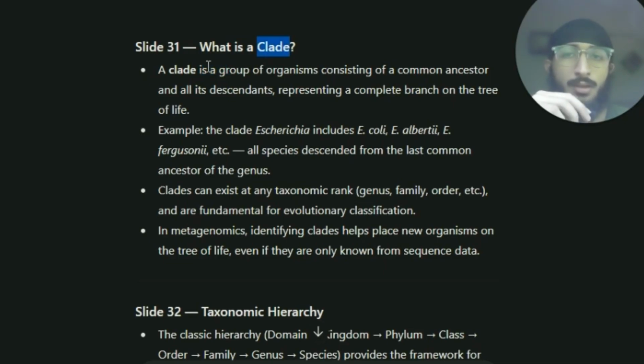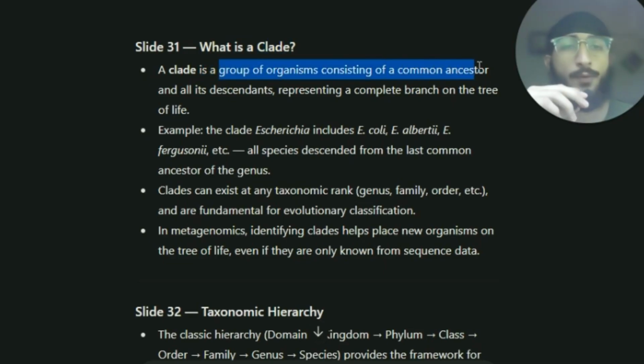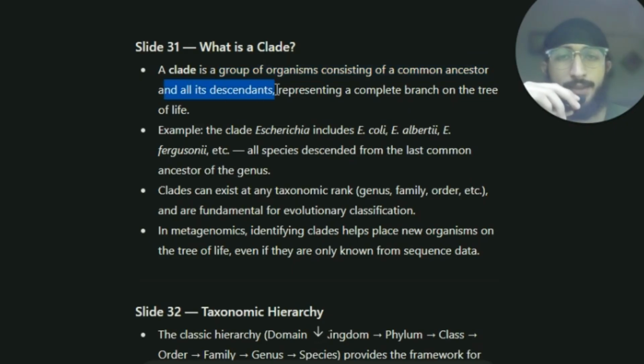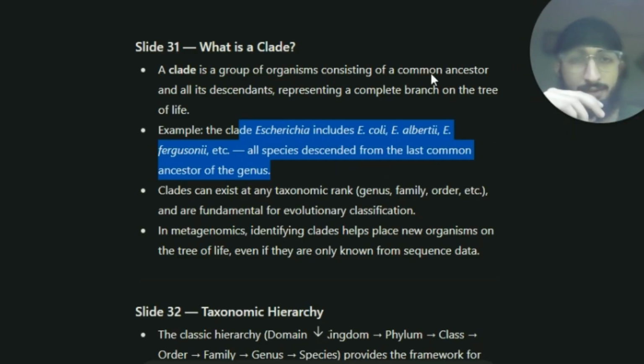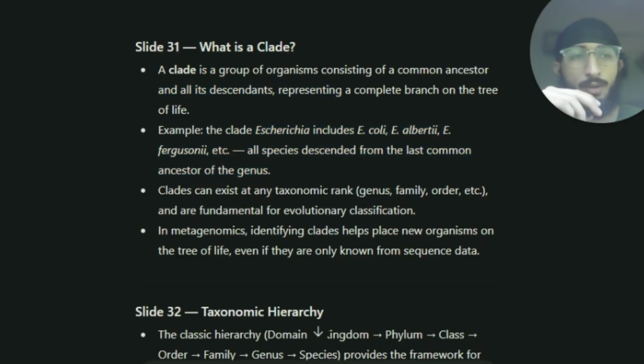A clade is a group of organisms consisting of a common ancestor and all its descendants, representing a complete branch on the tree of life. For example, the clade Escherichia includes E. coli, E. albertii, E. fergusonii, all species descended from the last common ancestor of the genus. So a clade is basically a group of organisms consisting of a common ancestor and all its descendants. Clades can exist at any taxonomic rank: genus, family, order, etc.